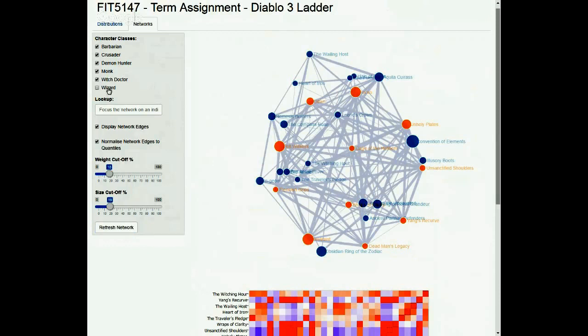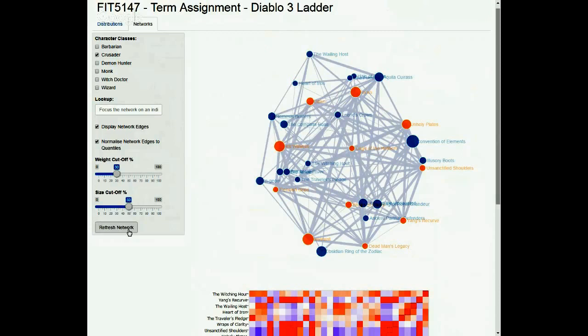And what we can also do is bring it down to just Crusaders, because that's the class I play, so that's the one I'm probably the most interested in. And I can also adjust the weight cutoff, so this will cut off based on the thickness of the edges. So I only want to see the top 70%, so everything that's below 30% is going to get taken off. And then as for the size cutoff, this is now referring to how many times an item appears in the total data set. That's the size of the node.